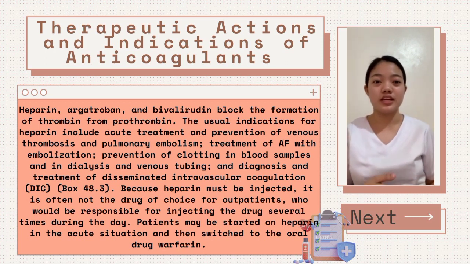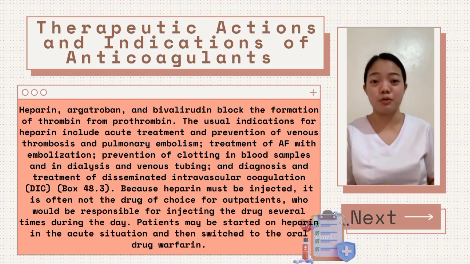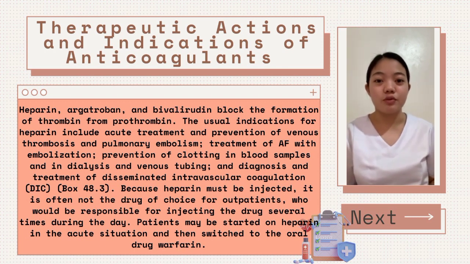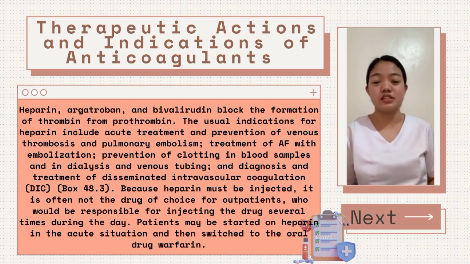Heparin, argatroban, and bivalirudin block the formation of thrombin from prothrombin. The usual indications for heparin include acute treatment and prevention of venous thrombosis and pulmonary embolism, treatment of atrial fibrillation with embolization, prevention of clotting in blood samples and in dialysis and venous tubing, and diagnosis and treatment of disseminated intravascular coagulation. Because heparin must be injected, it is often not the drug of choice for outpatients who would be responsible for injecting the drug several times during the day.